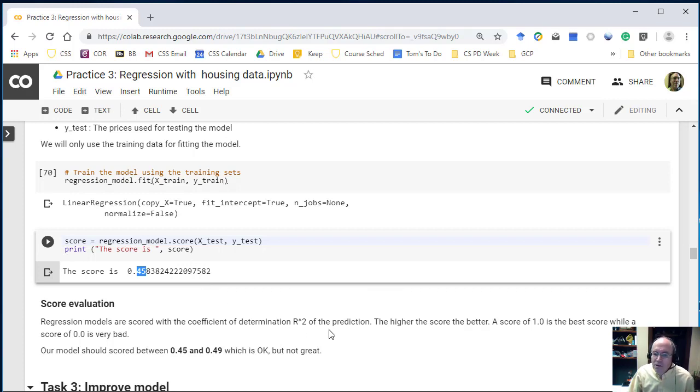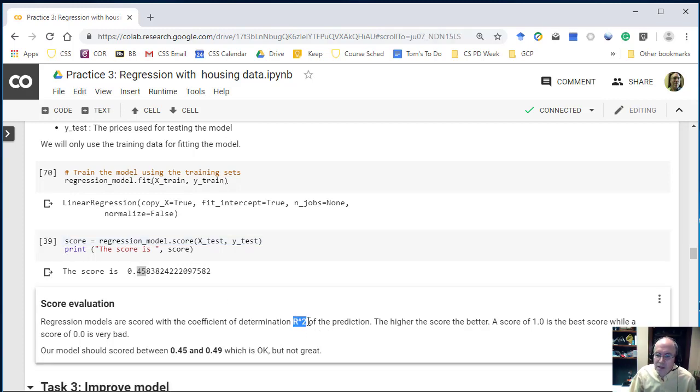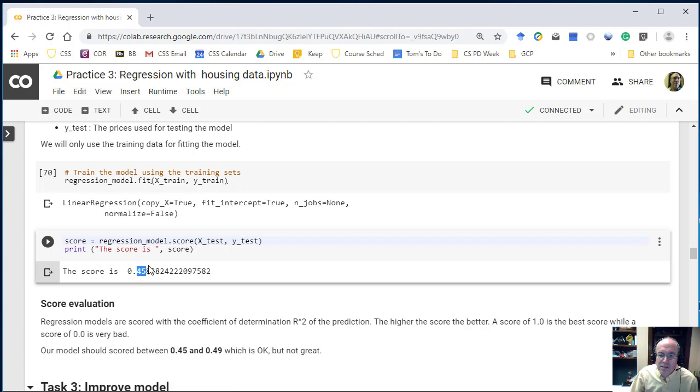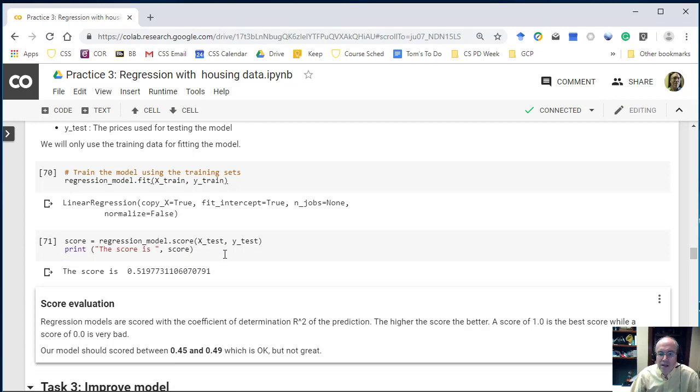I'm not going to go too much into it. It uses something called R squared prediction, and it's quite complicated how it calculates the score. But just know that it's a measurement, and a score of 1 is the best score, and a score of 0 is bad. So when I ran this last time, it gave me a 0.45 value. And if I run it again, this time it got a little better, 0.51.